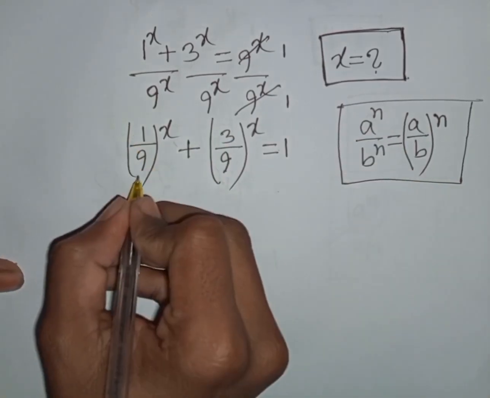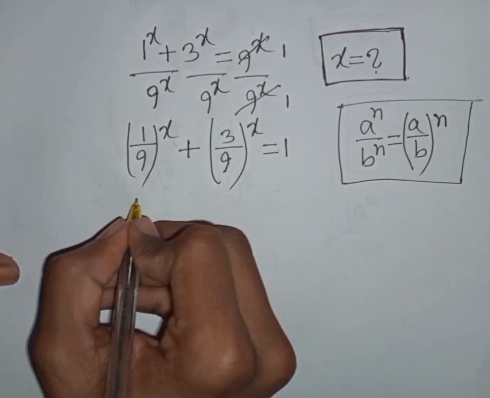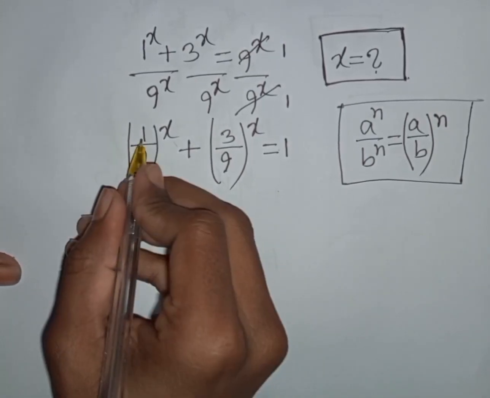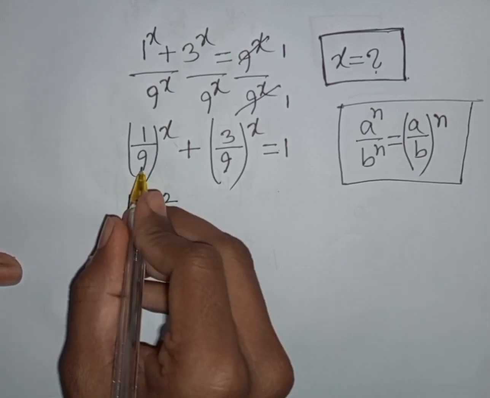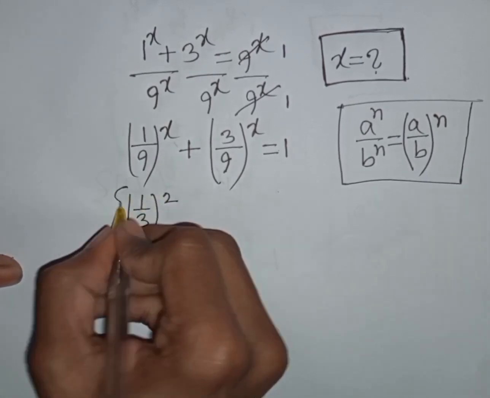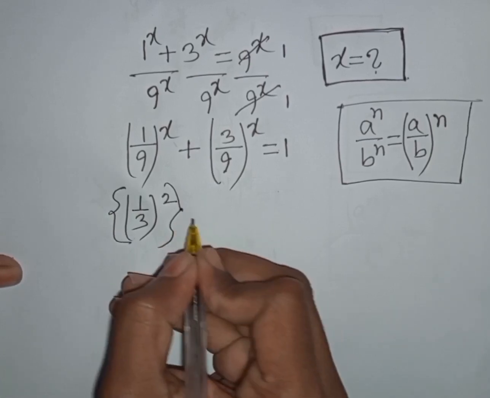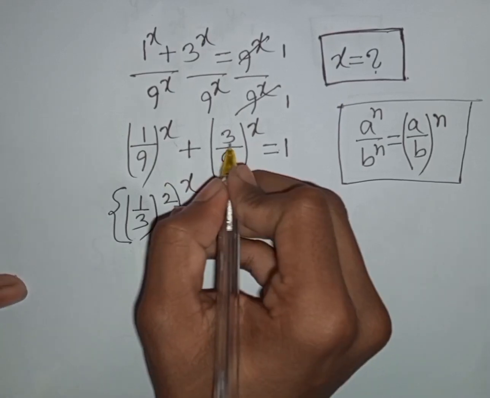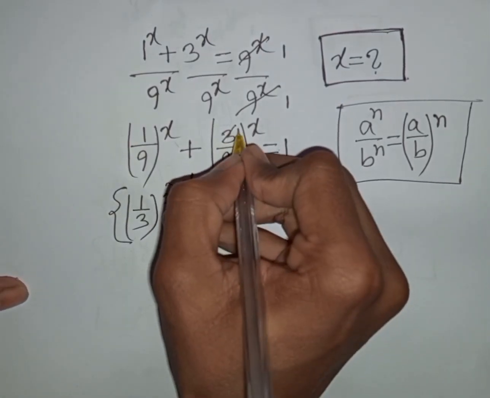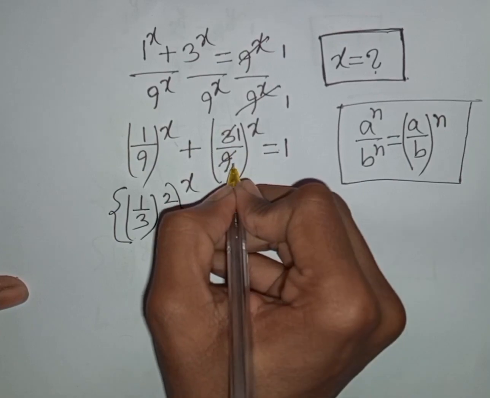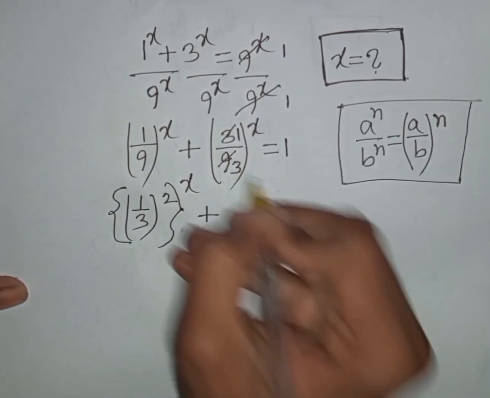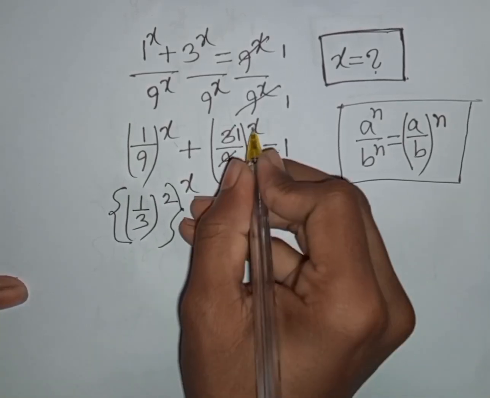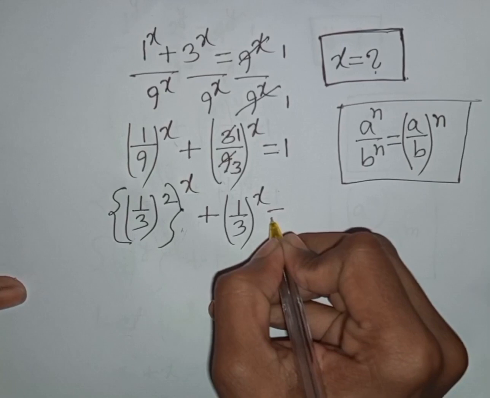Now 1 by 9 can be written as (1/3)^2, which is the same as 1 over 3 square, which is 9. Then this first bracket can be written as the second bracket, then power of x plus, here 3 divided by 3 will be 1, and 9 divided by 3 will be 3. So we have (1/3)^x is equal to 1.